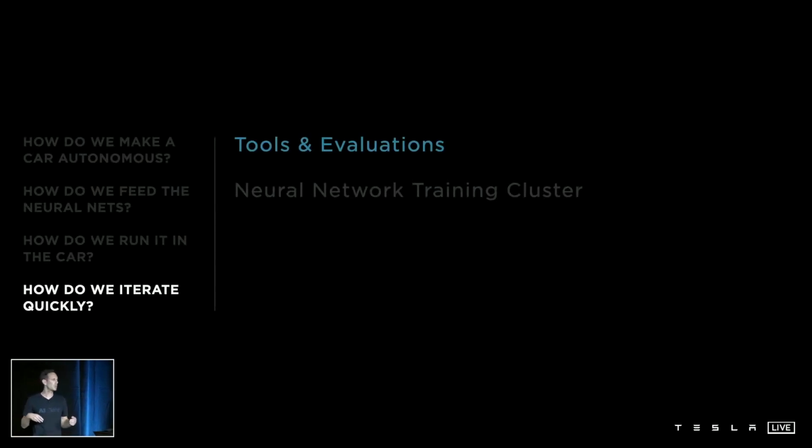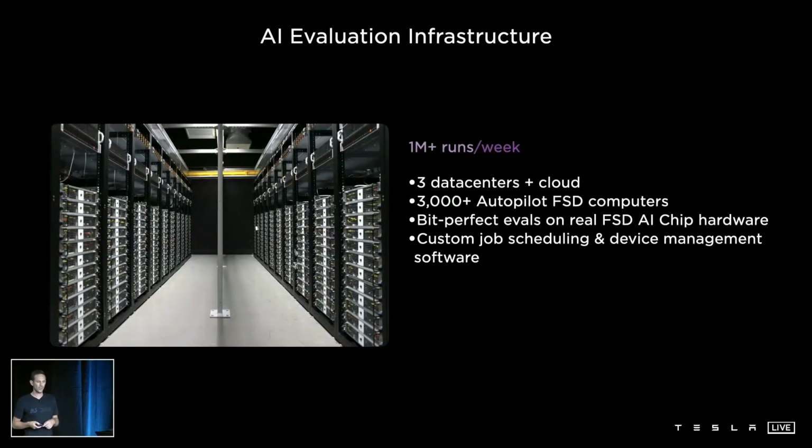So how do we iterate quickly together as a group through these AI development cycles? Well, first, we have been scaling our capacity to evaluate our software and neural network dramatically over the past few years. And today, we're running over 1 million evaluations per week on any code change that the team is producing. And those evaluations run on over 3,000 actual full self-driving computers that are hooked up together in a dedicated cluster.